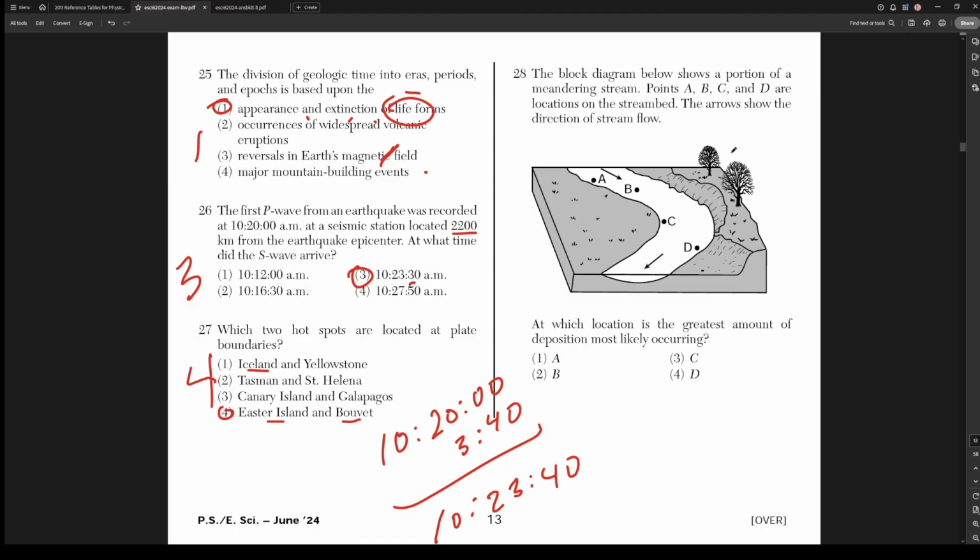28, we got a meandering stream. So remember, erosion on the outside, deposition on the inside. So erosion is when it's really fast, and deposition is when it's slow. So deposition at sea.